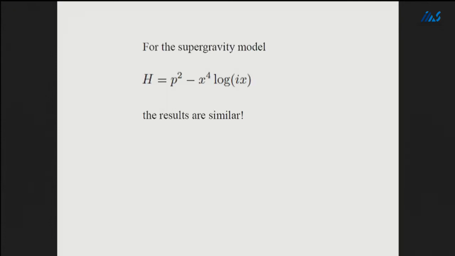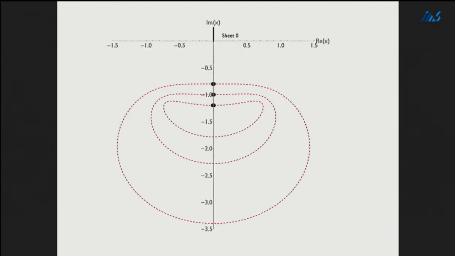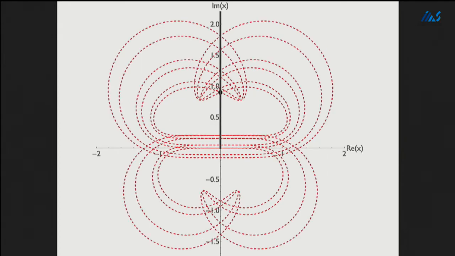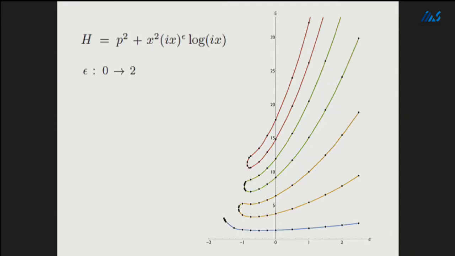So then we went to the supergravity model with the minus sign here, and the results are similar. They're almost the same. So here are the closed classical trajectories. And if you cross the branch cut, this is what the trajectory looks like. It's very complicated, but it still visits only 3 sheets of the Riemann surface. It's left-right symmetric, PT symmetric, and closed. The eigenvalues are real, and I'm going to show you the eigenvalues. Here they are.